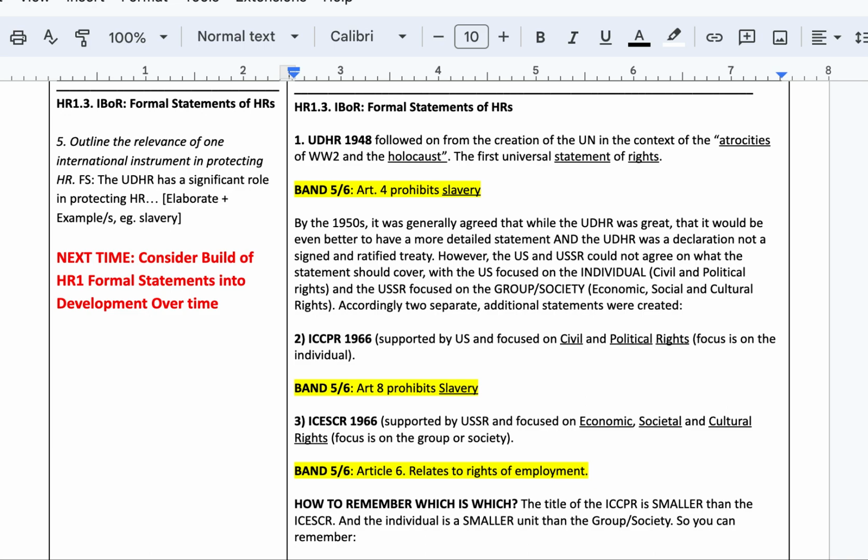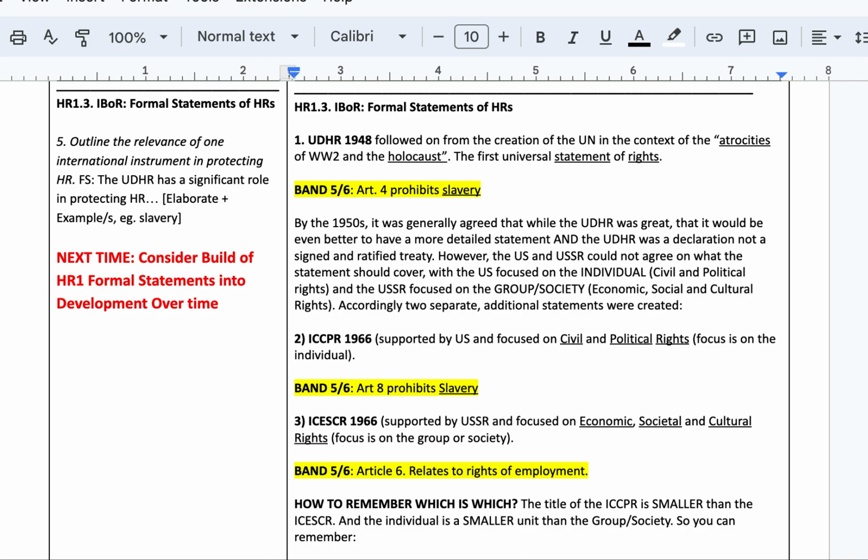Get to 1.3, which is in the syllabus, called formal statements, but is commonly known as the International Bill of Rights, and you should use that expression in assessments and exams. So, a common HSC question: outline the relevance of one international instrument in protecting human rights.